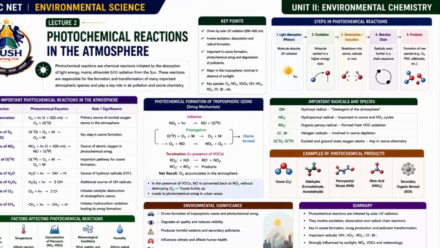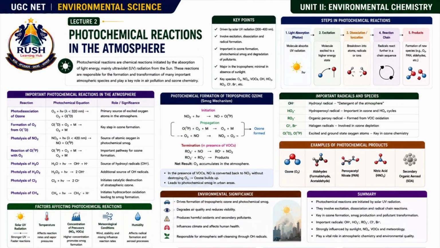The fourth step is chain reactions. The newly formed radicals react with other atmospheric molecules. The fifth step is product formation. New atmospheric compounds such as ozone, aldehydes, nitric acid, peroxy radicals, and secondary aerosols are produced. Now let's discuss some important photochemical reactions occurring in the atmosphere.